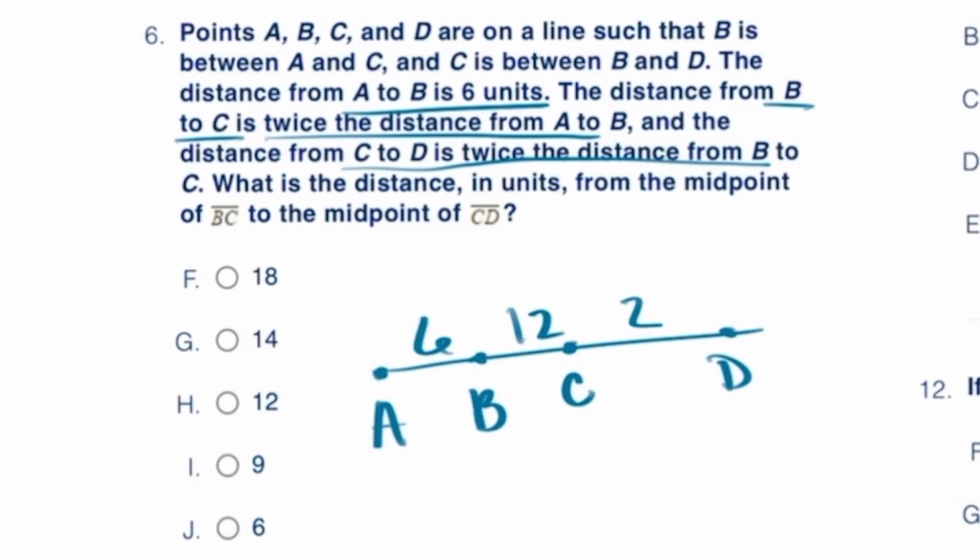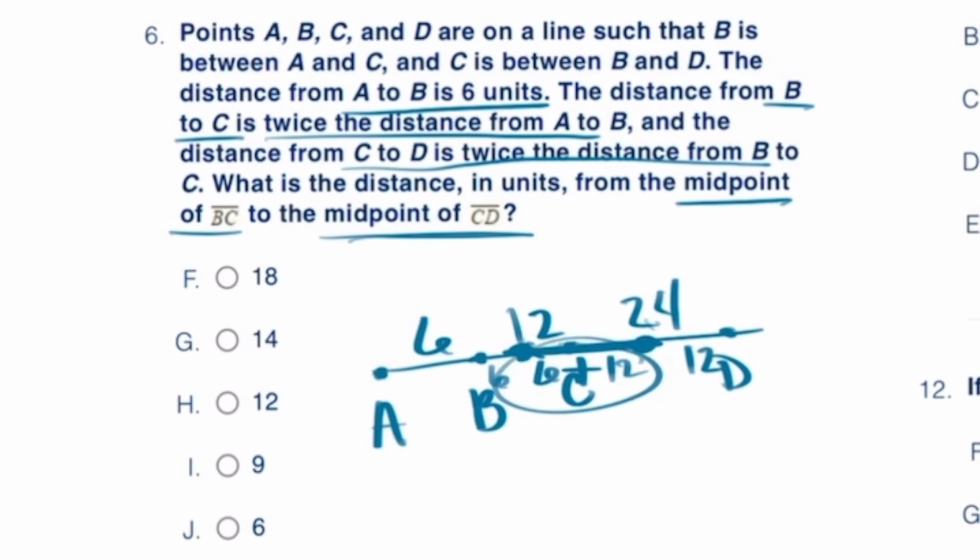Now they want to know the distance from the midpoint of BC to the midpoint of CD, which if you notice the midpoint of BC, if I split that up, each side is going to be worth 6. And then if I split up CD, each side is going to be worth 12. So from that midpoint to my other midpoint, we have a length of 6 and then a length of 12. So if we add that up, we get a total length of 18, F.